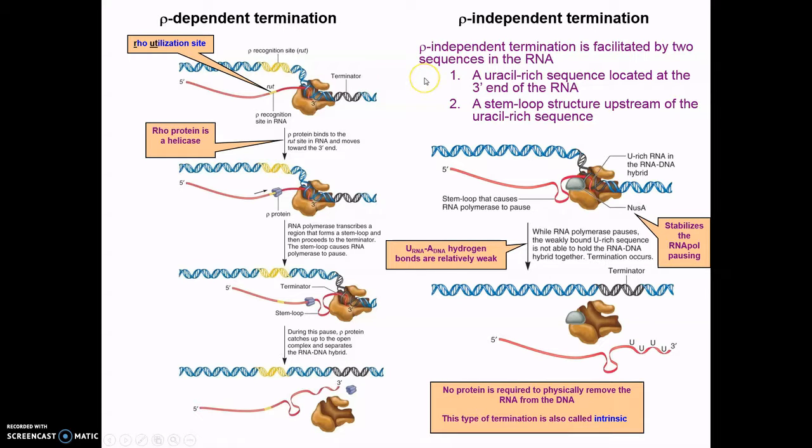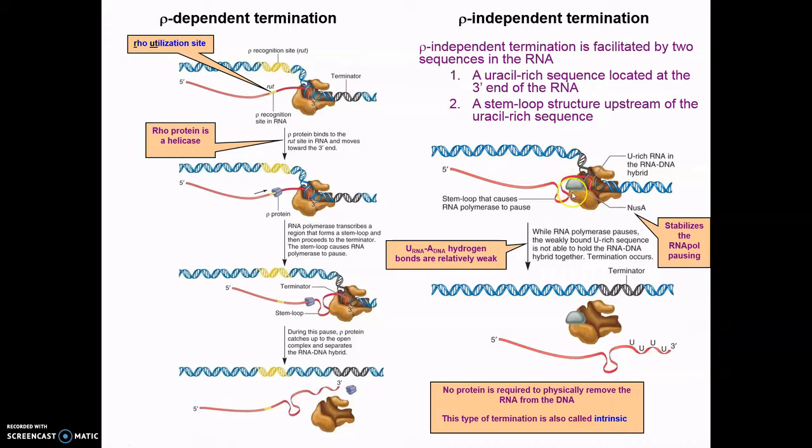Now, Rho independent has a slightly different mechanism. So here, there are two sequences that are of importance. One is a uracil-rich region located at the 3' end of the RNA, and this also has a stem loop structure. This time it is upstream of this particular sequence. So in Rho-independent termination, here we have a growing messenger RNA, it will form a stem loop.